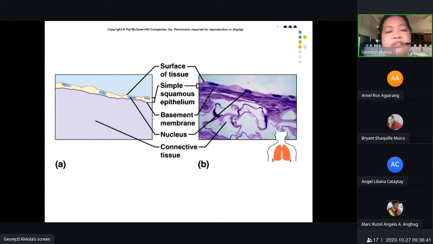This one came from a lung. This is only the simple squamous, flat, and made up of one layer. After that, we have the basement membrane. How do you know that it is squamous? Based on the shape, it is flat. The nucleus is centrally located. Beyond that layer, you already have the connective tissue. So based on the diagram, it came from a lung.